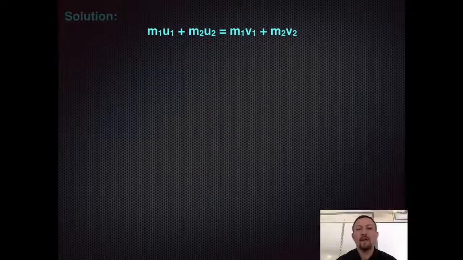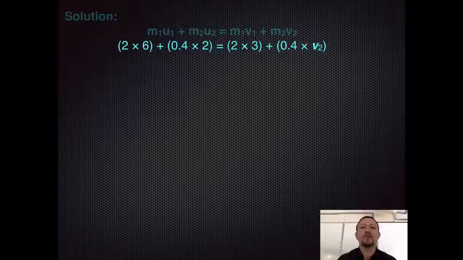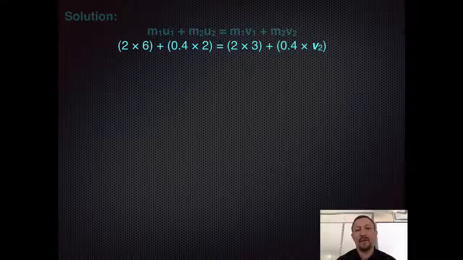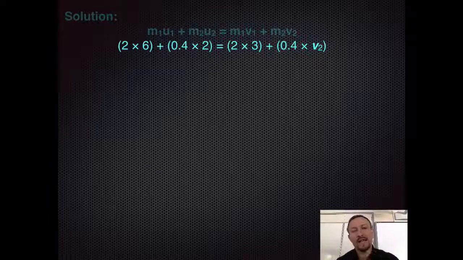Well, we know that m1u1 plus m2u2, the momentum before, equals m1v1 plus m2v2, the momentum after. So we substitute all the information in that we know. The first cart, the blue cart, was 2 kilograms at 6 meters per second, and the green cart was 0.4 kilograms going at 2 meters per second. After the collision, the blue cart was going at 3 meters per second, still 2 kilograms, but we don't know the velocity of the second cart, the green cart, even though the mass is still 0.4. We're stating it hasn't lost any mass.